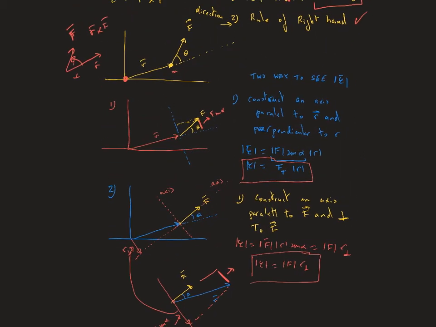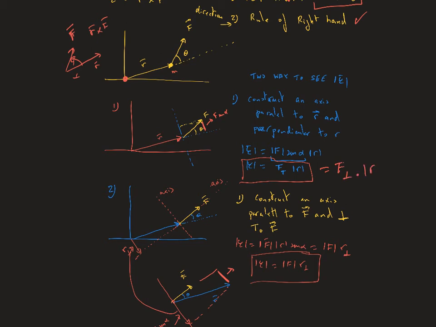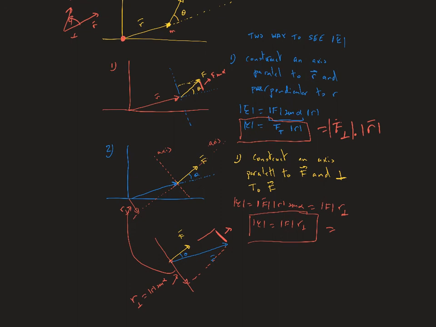visualize the force that is tangent, perpendicular to R, the force that is perpendicular to R by R. So two ways of doing it. Instead of F perpendicular to R, by the magnitude of R. So the magnitude of the force perpendicular by R, this is the torque. And the other way is the magnitude of F by the R perpendicular. And this is the picture where you can see clearly why this makes sense.